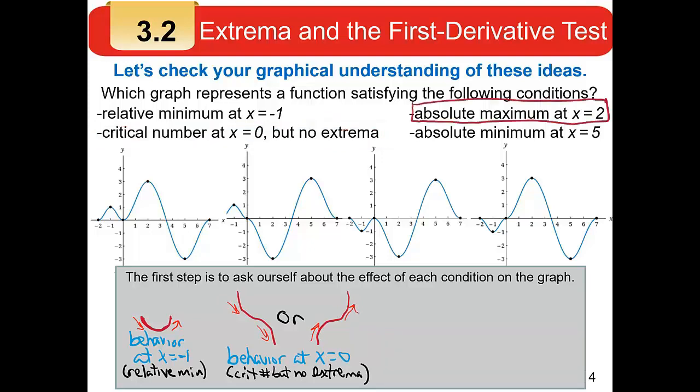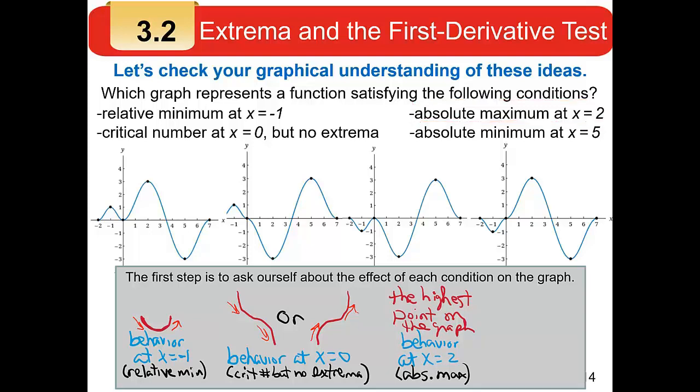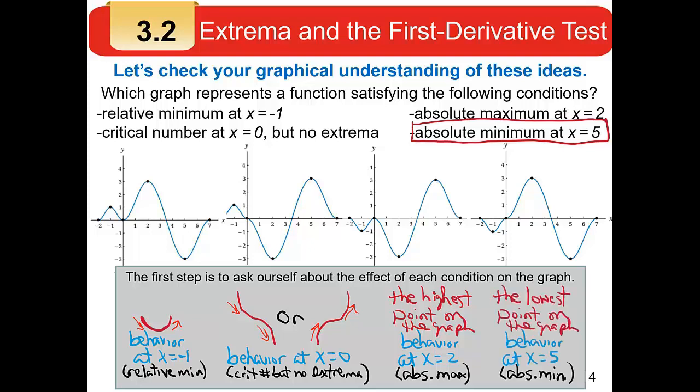And when you say something has an absolute max at 2, all you're saying is that that's the highest point on the graph in that interval you're interested in. And when I say it has an absolute minimum at x equals 5, I mean that it's the lowest point on the graph. So those 4 conditions have to apply to only one of those graphs.